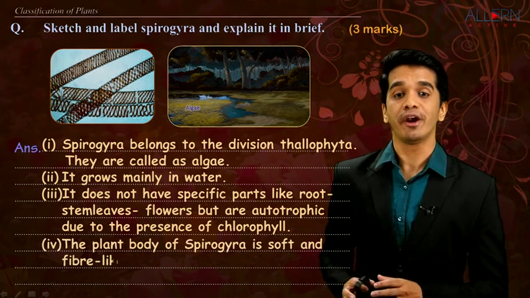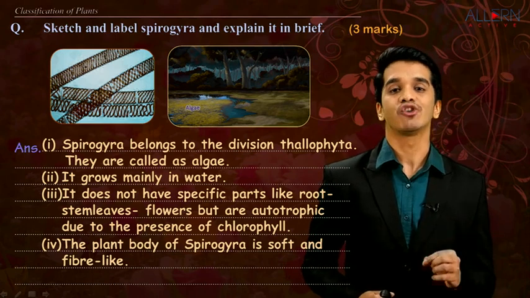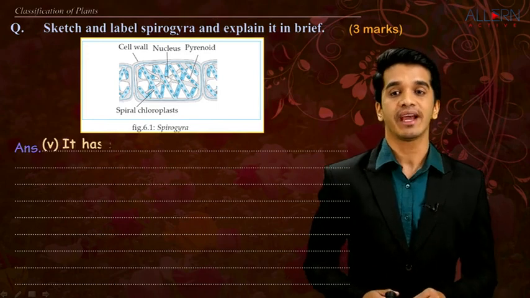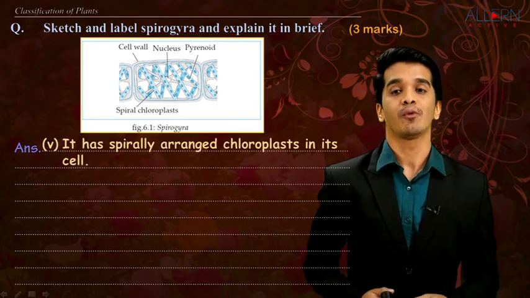And the plant body of Spirogyra is fibrous and soft. That means their body is soft and fiber-like. If you see the structure of Spirogyra, it has a spirally arranged chloroplast in the cell.